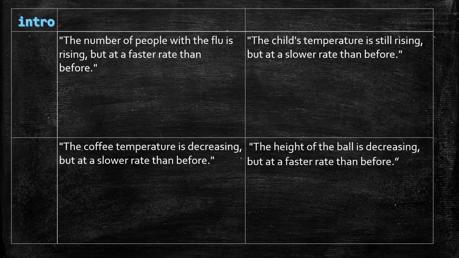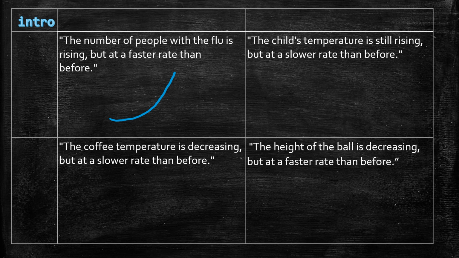So in this slide, we're going to begin with an introduction by looking at some real world contexts and the shapes of curves that they describe. At each stage here, you might want to pause the video and try and predict what the curve is going to look like. So let's take the upper left-hand corner. The number of people with the flu is rising, but at a faster rate than before. And hopefully you would draw something like this. A curve where the tangent line seems to be increasing in slope as you move from left to right.